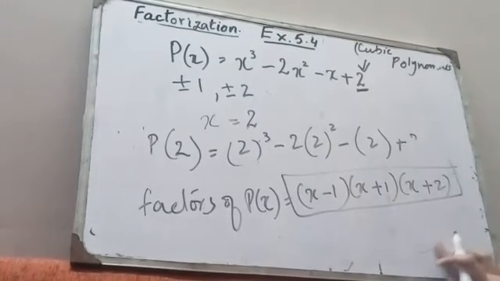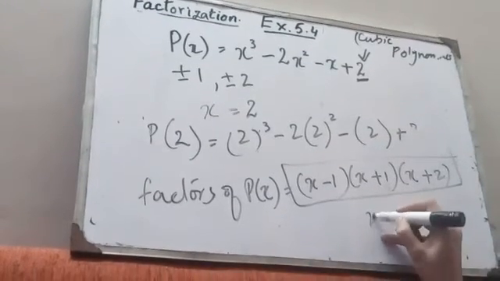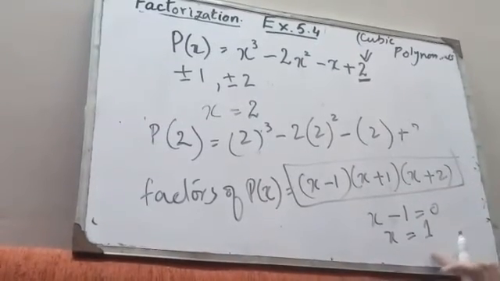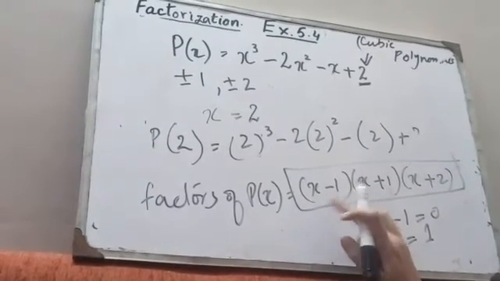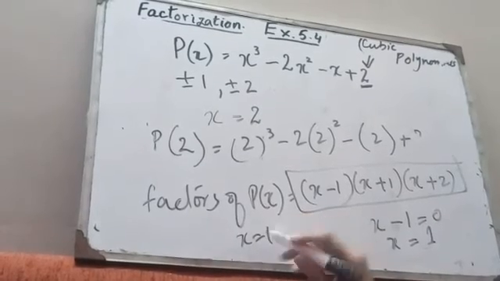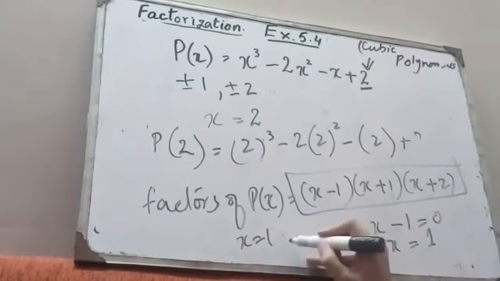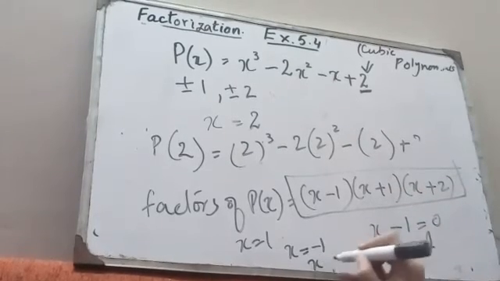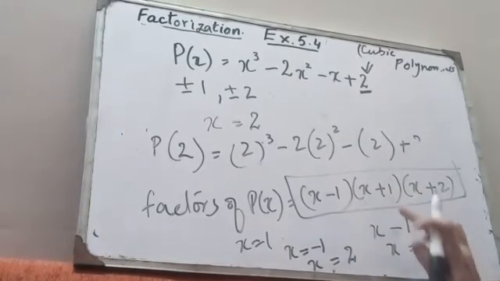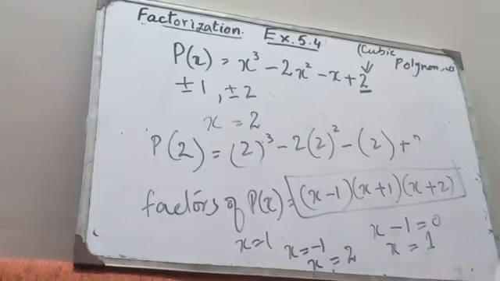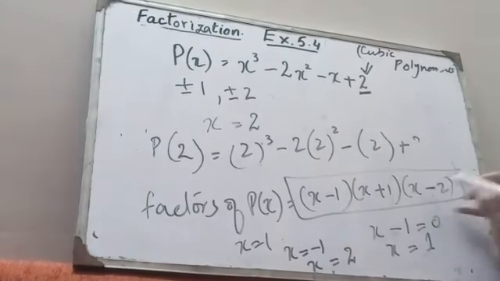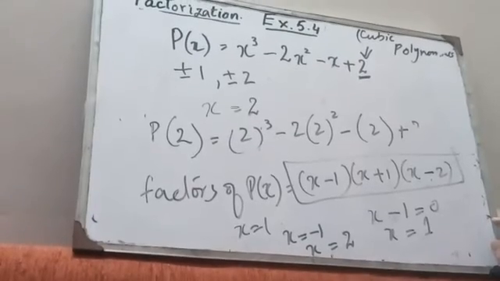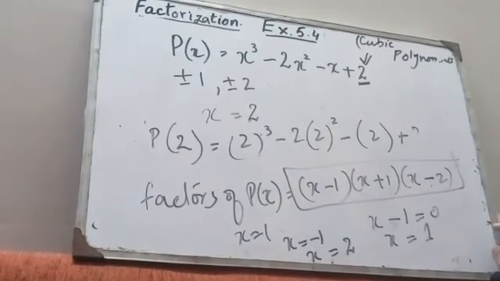And if you remember the remainder theorem, when we put x minus 1 equal to 0, x is equal to plus 1. So using this, when x is equal to plus 1, the remainder is 0, so x minus 1. When x is equal to minus 1, it is written x plus 1. And when x is equal to 2, it is x minus 2. So these are the 3 factors of the cubic polynomial P(x). Is that clear? I hope you understand the rational root theorem.